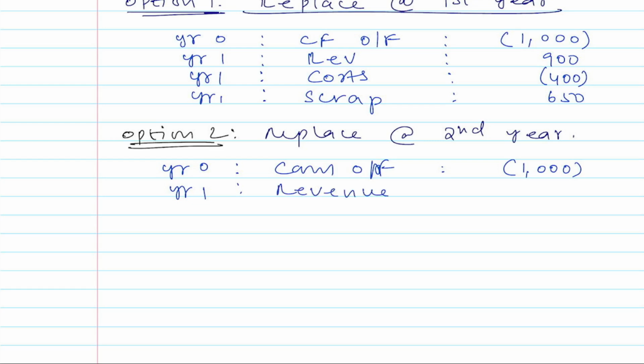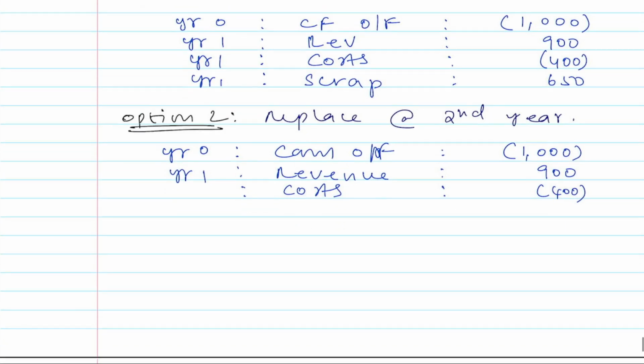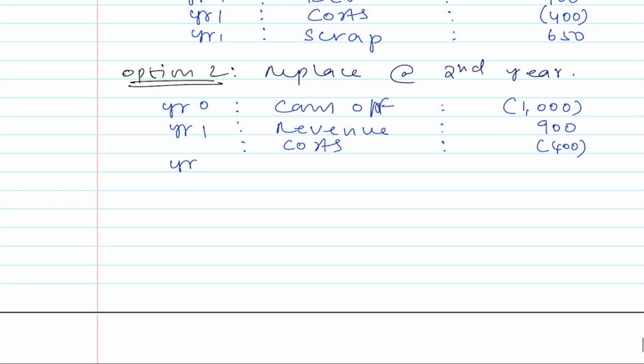Along with that, second year also will add to you. Hello everyone. Tell me, how much is revenue? 900. Next in year 1 what will also be there? Cost. How much? 400. Next in year 1 what also will be there? Scrap. How much? 650. Wrong. If you sell it at the end of first year, how are you using it for second year? Ide batti ante. So over. Year 1 is over. Next one is year 2.